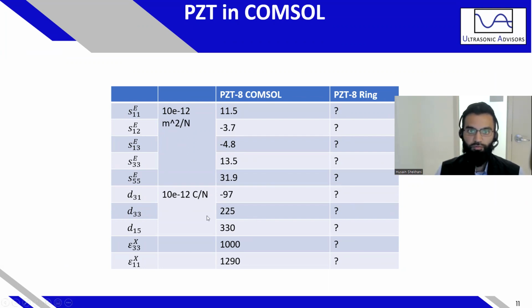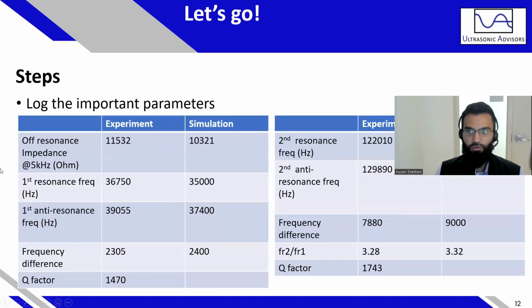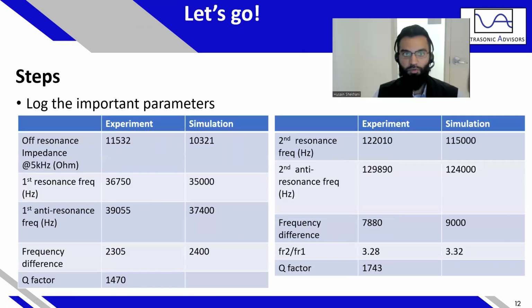So we have this full data there for the standard material library, and this is, again, PZT8. We don't want to choose a PZT5 to get to a PZT8 disk. So the first thing we do is look at the important parameters between your experiment and your base simulation.